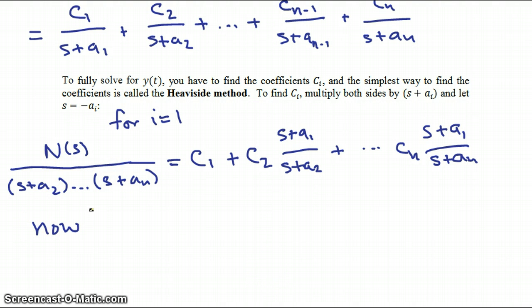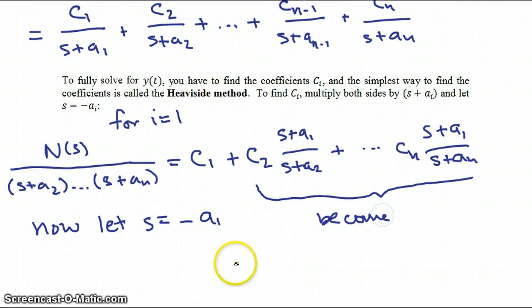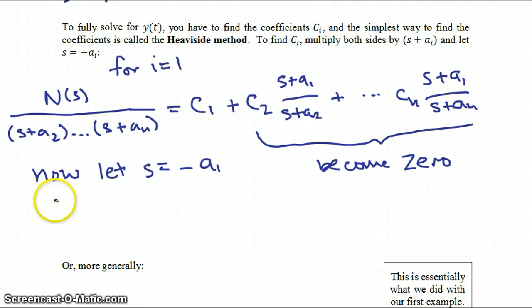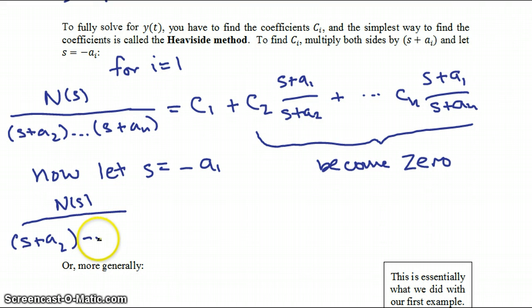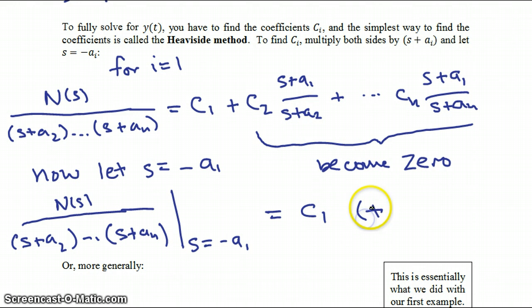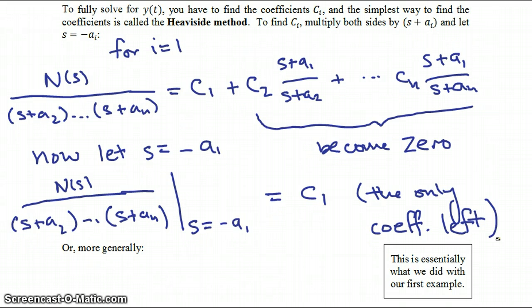Now this equation should work for every value of s, so let's pick a convenient one. Let's let s equal minus a1. What that does is that all of these terms become 0. And on the other side, we're just going to leave it at N(s) over (s + a2) all the way up to (s + an), evaluated at s equals minus a1, and that is equal to your coefficient c1, because that's the only coefficient left after evaluating at minus a1.